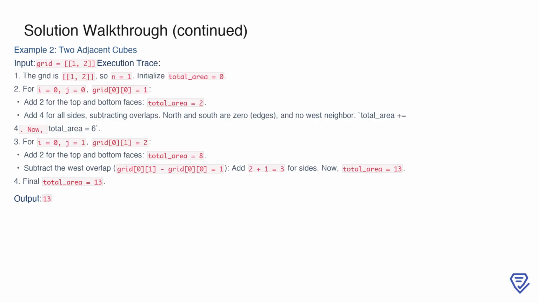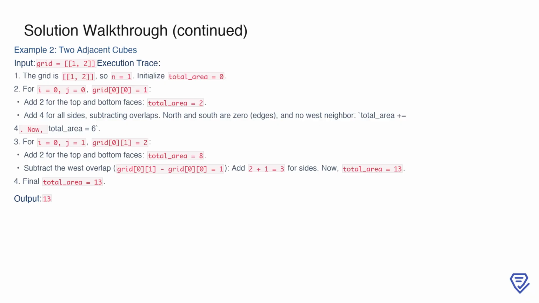Moving to position (0, 1), the height is 2. Again, we add 2 for its top and bottom faces. For the side faces, we account for overlaps. The west side overlaps with the cube at (0, 0), reducing the exposed area.